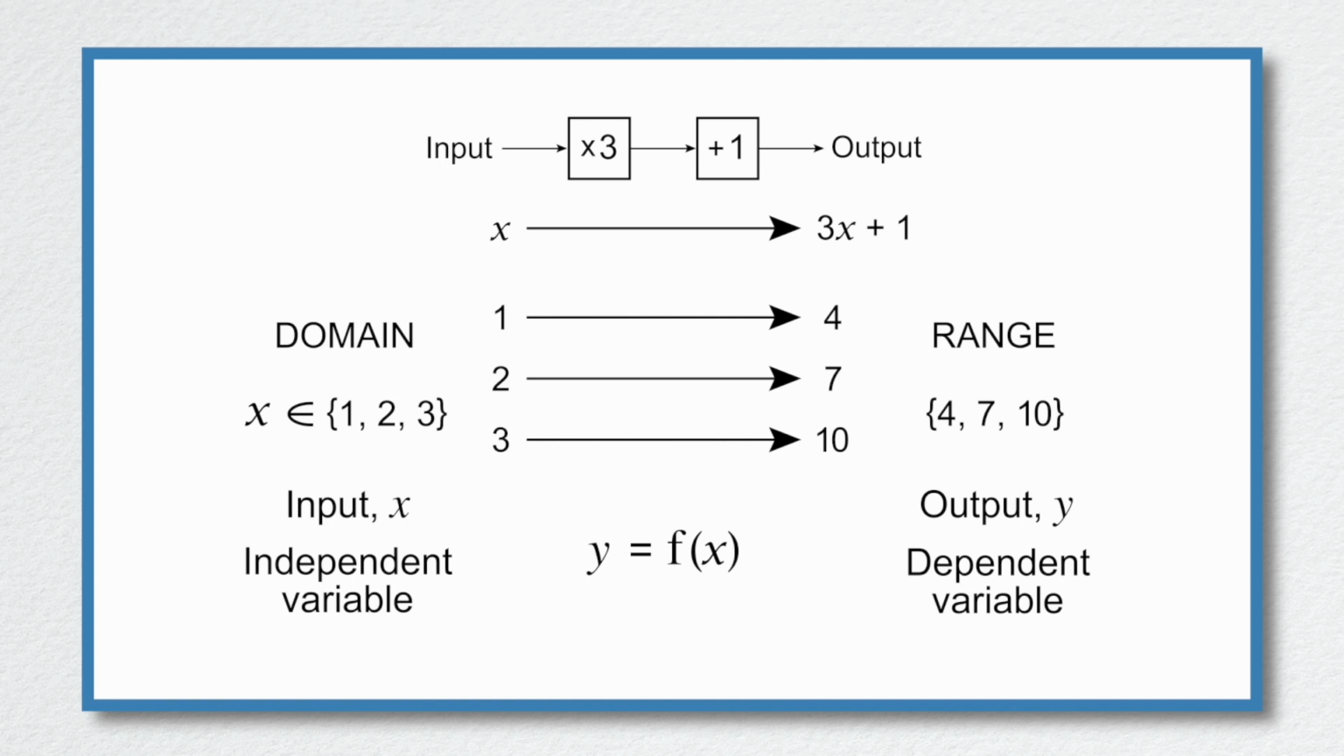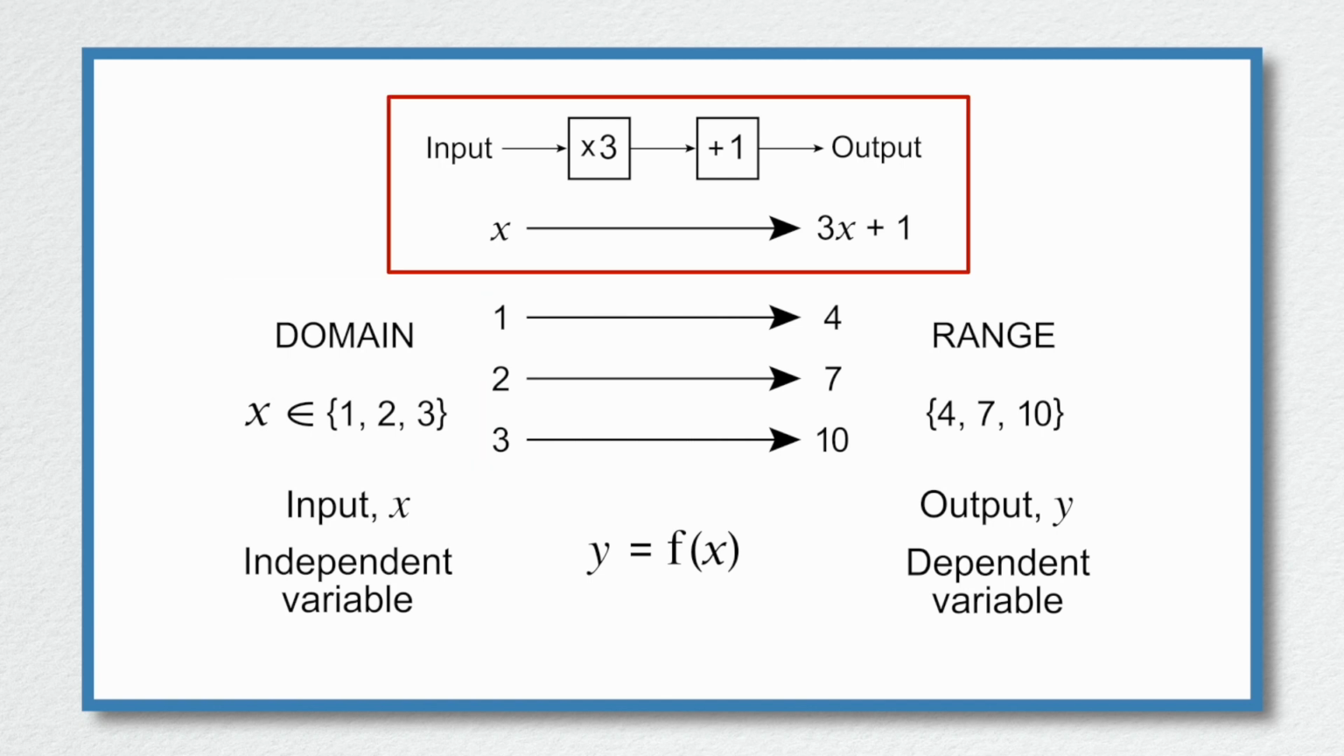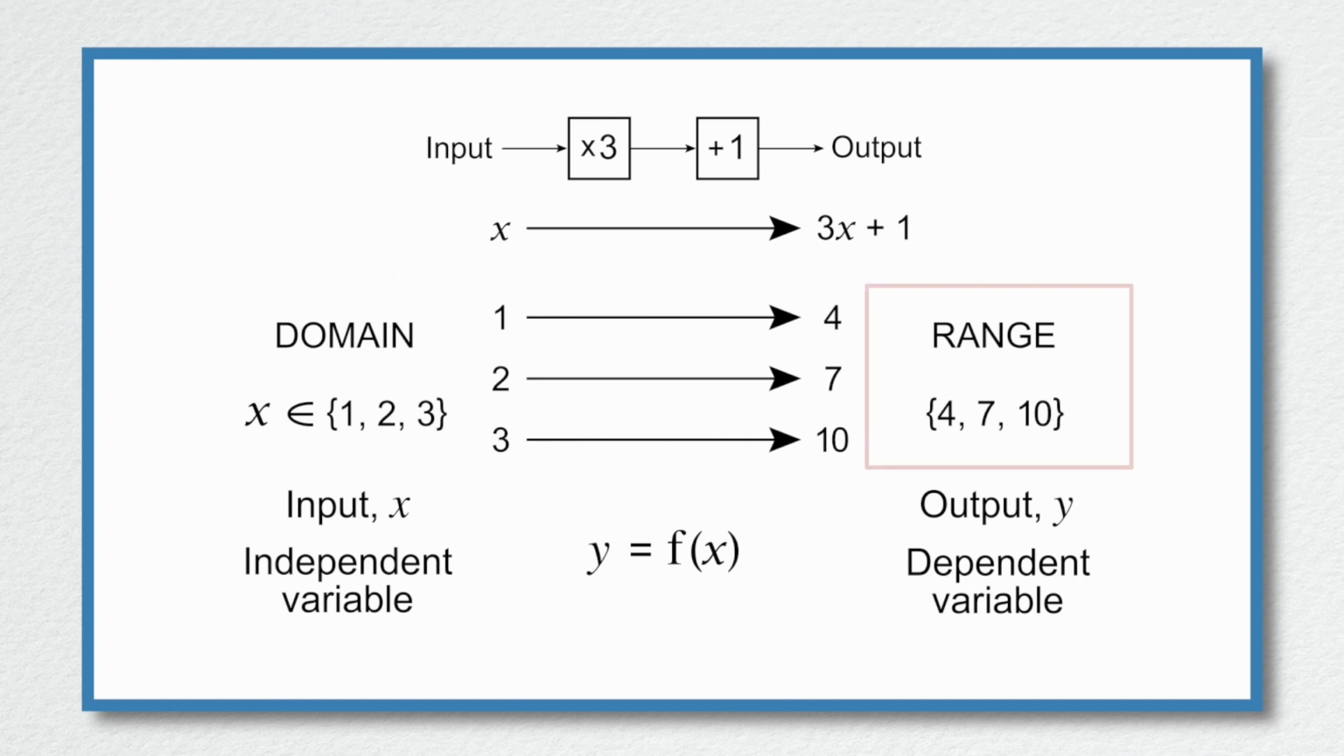So in summary, the set of values of the independent variable x is called the domain, which in this example is 1, 2 and 3. The rule which is applied to the independent variable is called the function, which is 3x add 1, and the set of values for the dependent variable y is called the range, which in this example is the set 4, 7 and 10. And so the range is dependent on the domain.